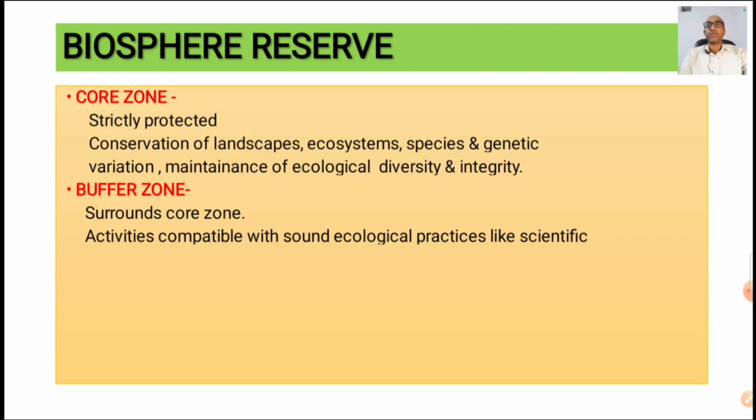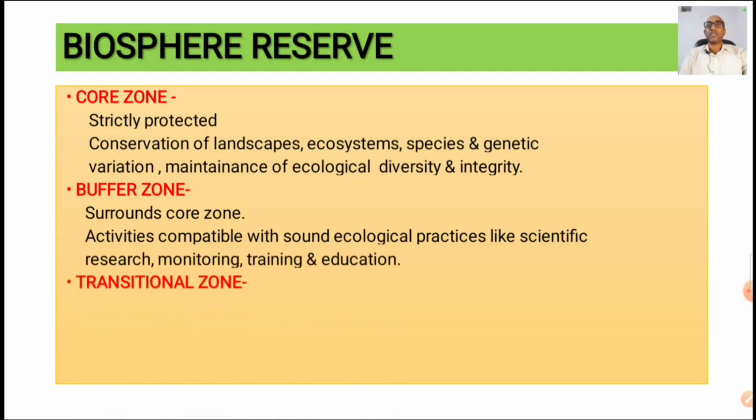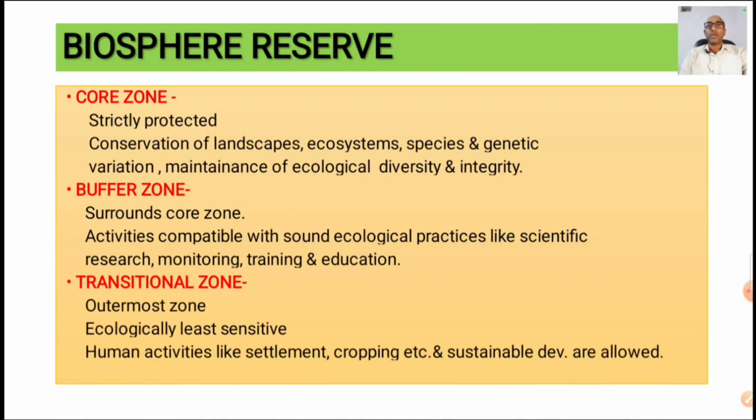Then the buffer zone is surrounded by the transitional zone. So we can say that the transitional zone is the outermost zone. It is ecologically least sensitive. So here human activities like settlement, cropping, and sustainable development are allowed. Got it? So we can say that a biosphere reserve consists of 3 zones: core, buffer and transitional zone. Core is the central part which is strictly protected. It is surrounded by the buffer zone. Then the last one is the transitional zone. So it is the outermost zone and is ecologically least sensitive.